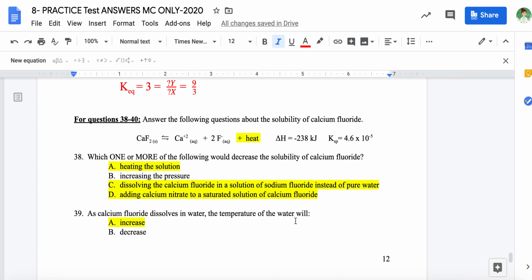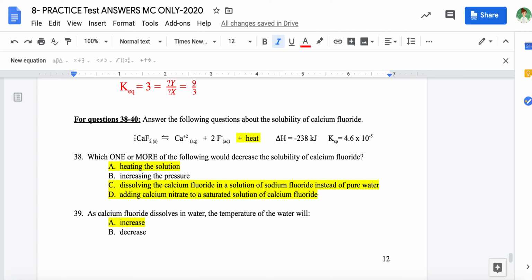We've got some KSP problems here. Which one or more of the following would decrease the solubility of calcium fluoride? Now, when you see decrease the solubility of calcium fluoride, it means cause a shift to the side where calcium fluoride is a solid. Because if it's a solid, it's not in the solution, therefore the solubility has gone down. So that's what we're looking for.